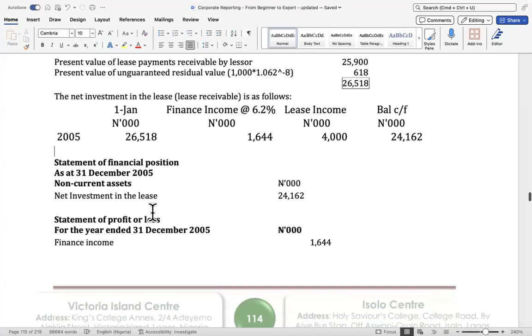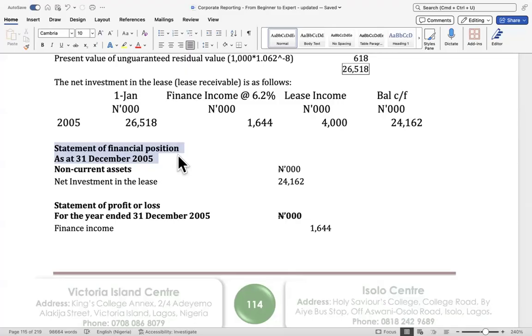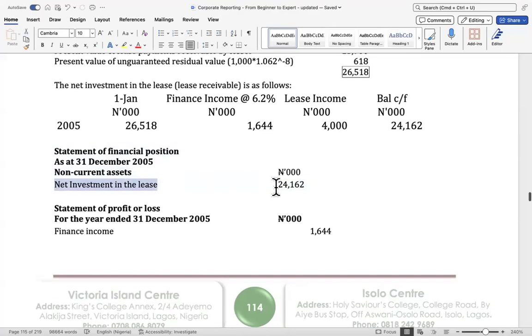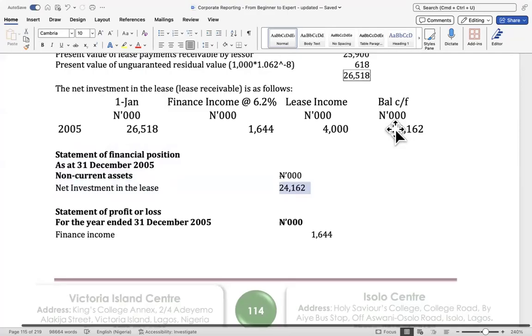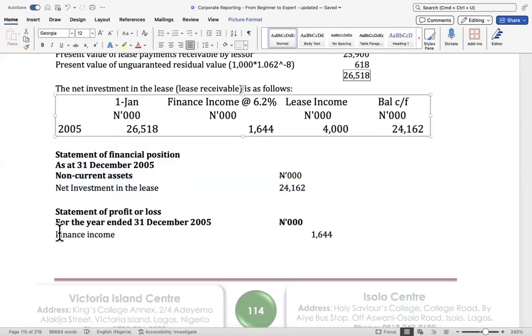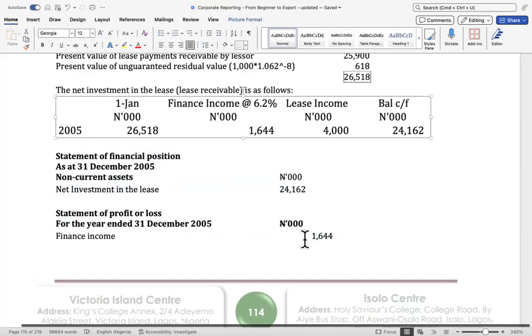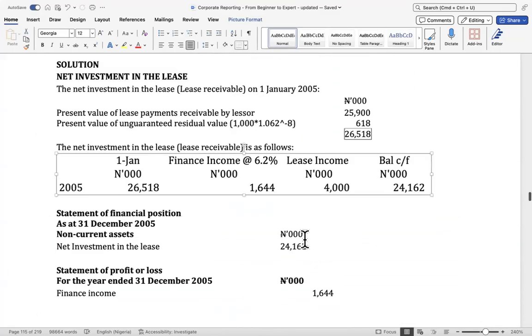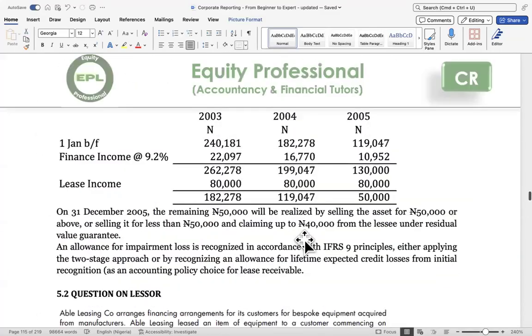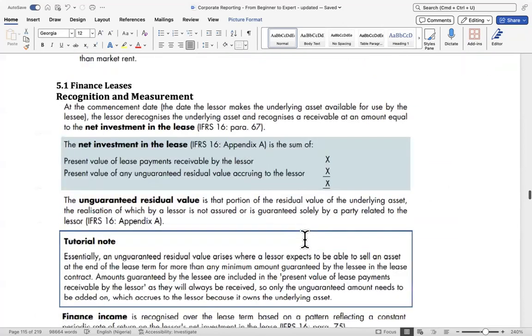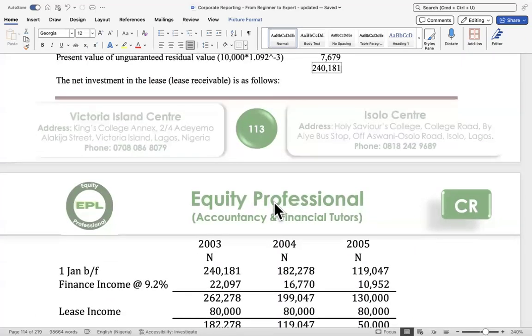Okay. So in my statement of financial position, as at year ended 31 December 2005, under my non-current assets, I'll have my net investment in the lease of 24,162, which is the amount we got here. And in my P&L, I will get my finance income as 1,644, as gotten here as well. So that is it for lessor accounting.